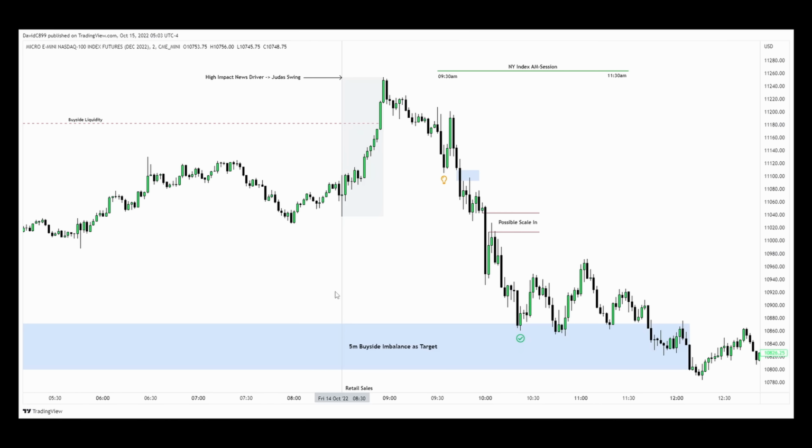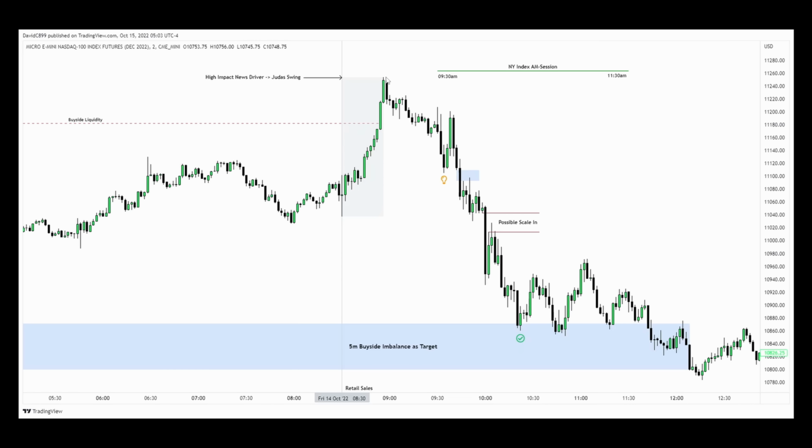Let's jump right into Friday's trading, the last day of the week. And we have another high impact news event, 8:30, retail sales. We can see this move higher into the daily sell side imbalance. This is also a higher time frame premium PD array. And at the same time, reiterating buy side liquidity. This is the Turtle Soup swing to engineer liquidity.